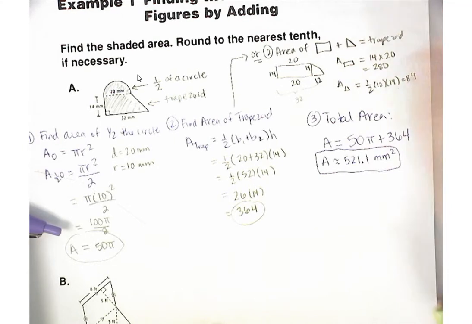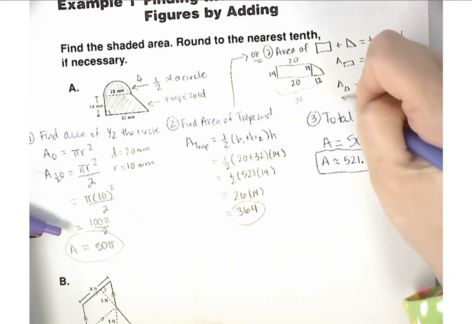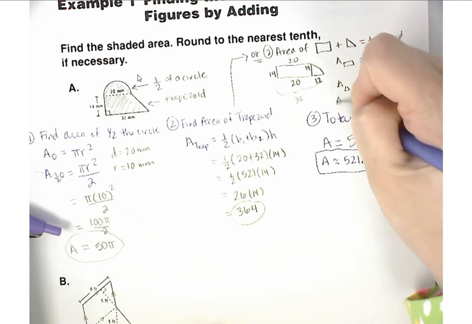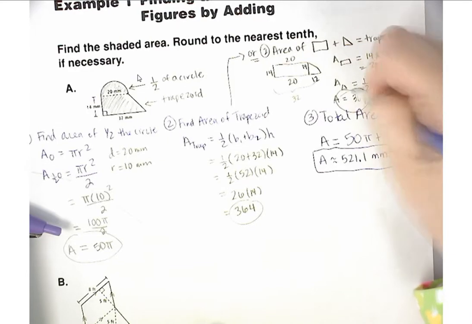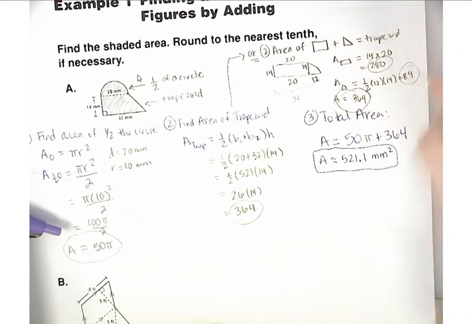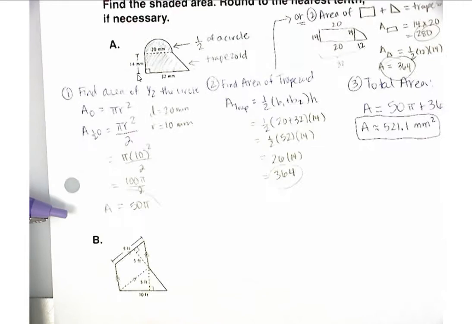And then, so your total area is going to equal 364. So you just add them together. Okay, so you add 280 and 84. Right, so you could do that either way.